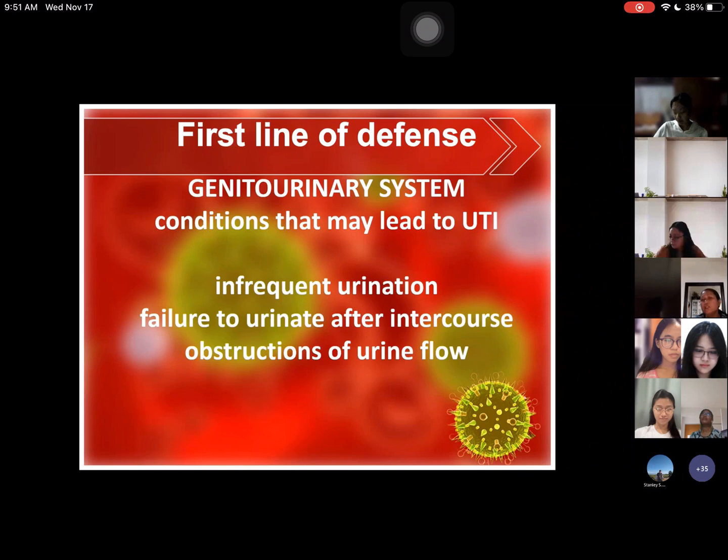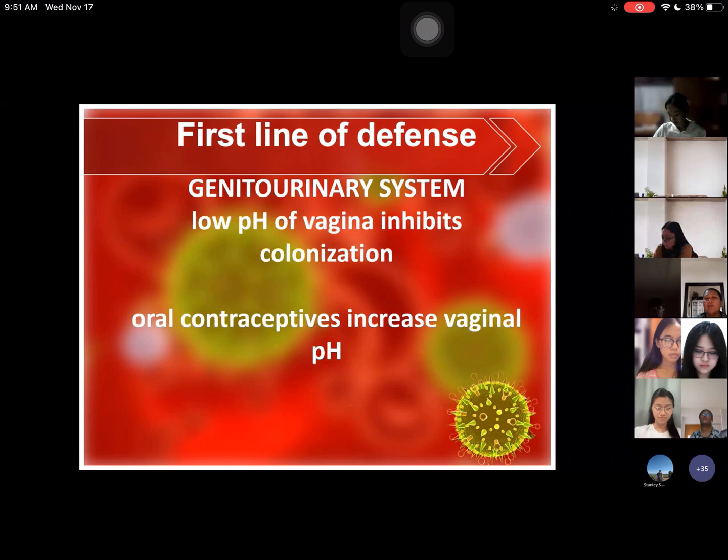So these are the conditions that may lead to UTI. Okay? And then we have the genitourinary system. This is when you have the low pH of the vagina that inhibits colonization. So that's why oral contraceptives also increase vaginal pH. Okay? So one of the disadvantages of taking oral contraceptives is that they usually increase the pH of the vagina, which is basic.